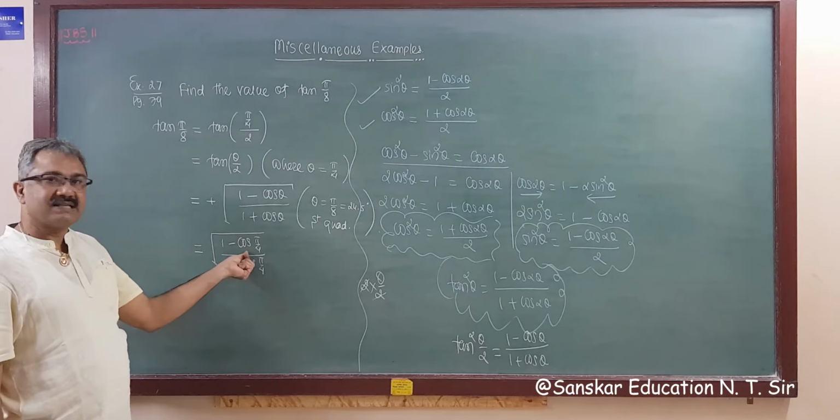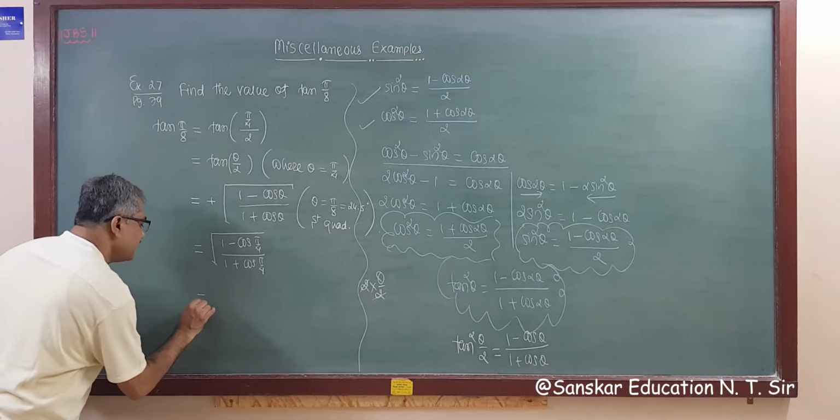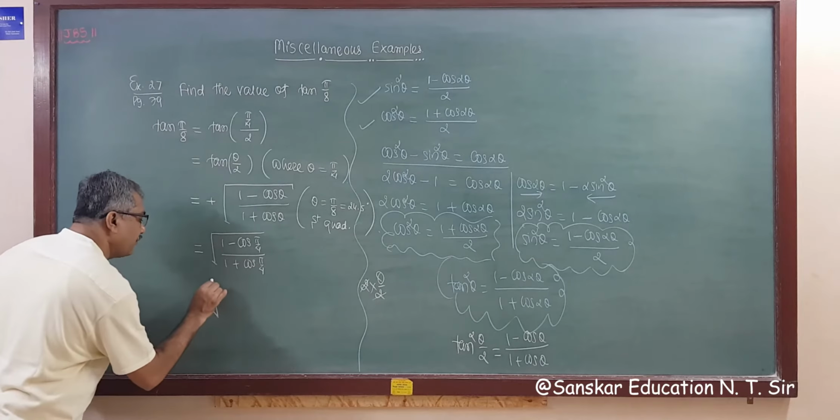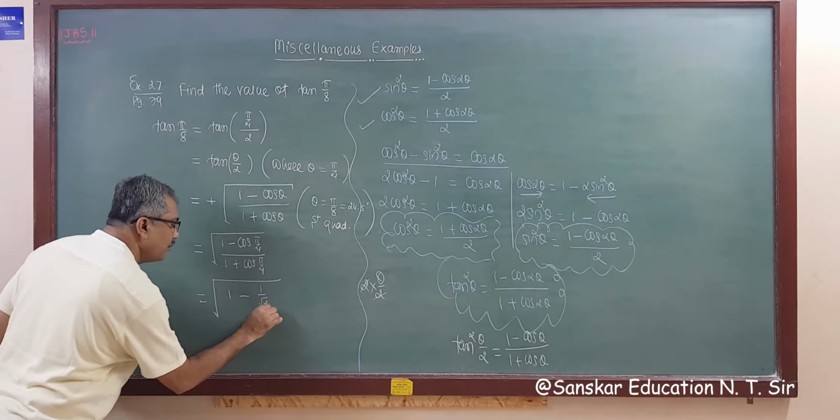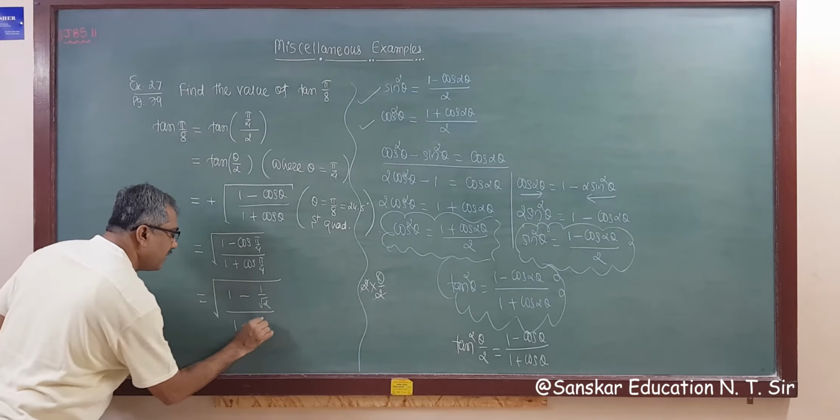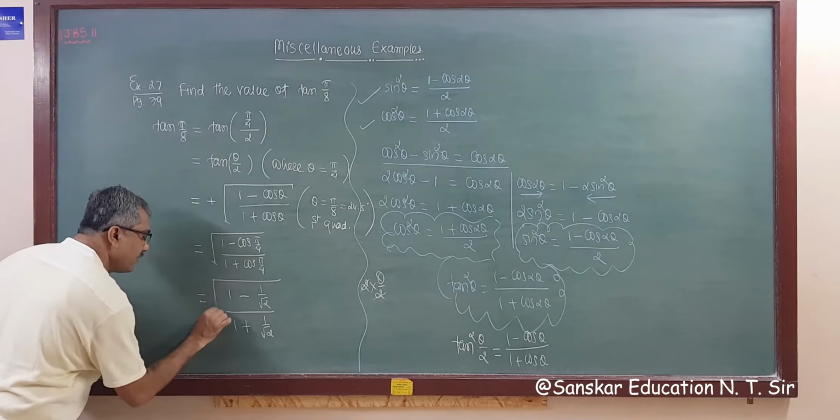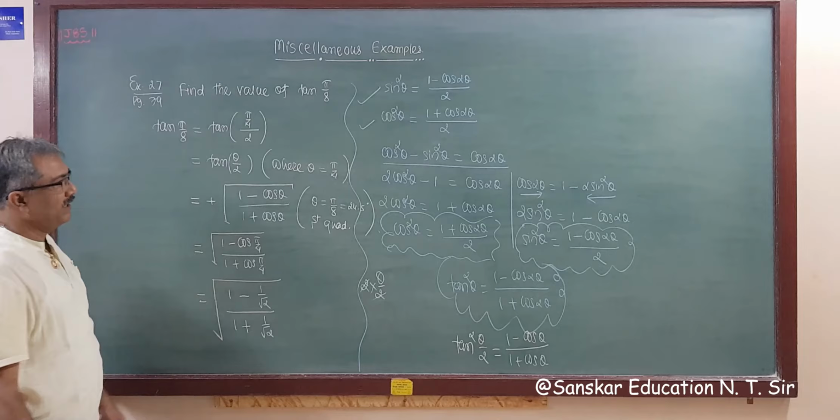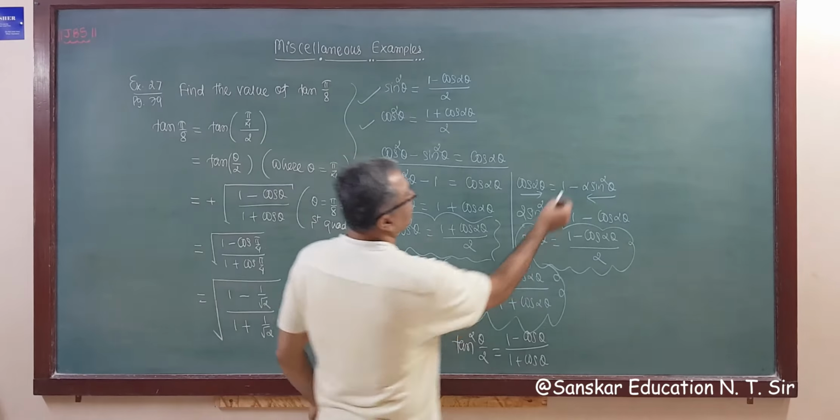Now cos pi by 4 is 1 upon root 2, that you know. So substituting this value, what we get? This is square root of (1 minus 1 upon root 2) whole upon (1 minus 1 upon root 2). Sorry, this is plus. Taking LCM, and this is our simplification.